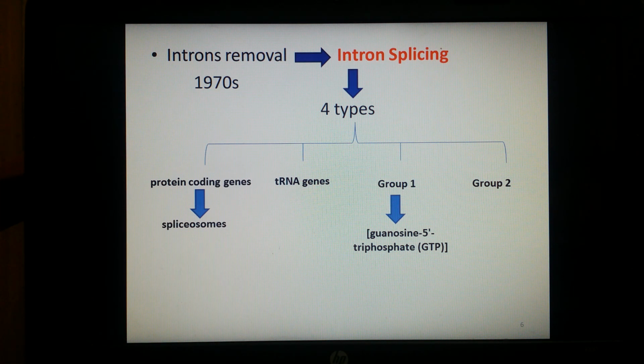What these introns do is they catalyze their own removal from the messenger RNA, transfer RNA and the ribosomal RNA using guanosine 5' triphosphate. You can see it is written GTP. So these introns use GTP to self-splice themselves. Then you have the last type, group 2 introns. These group 2 introns are also self-splicing introns, but they do not require GTP in order to remove themselves. So these were the 4 types of introns.